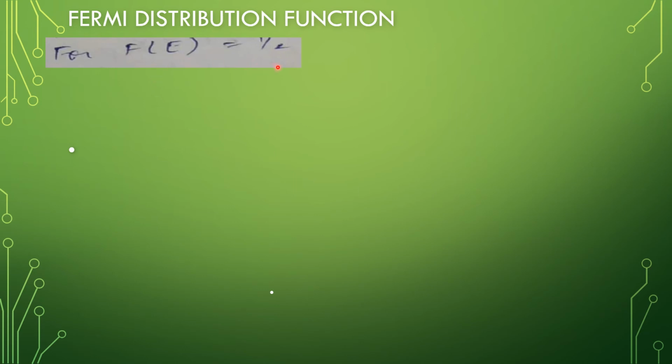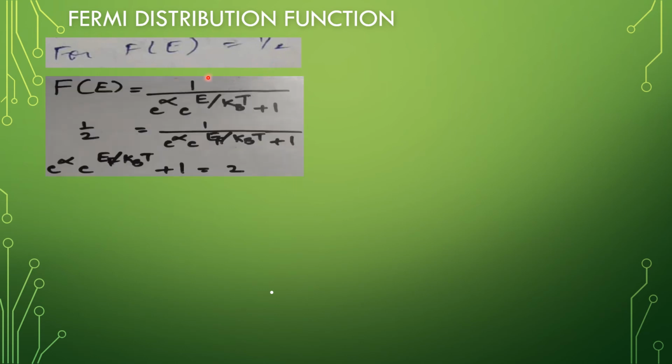For f(E) equal to half, substituting f(E) = 1/2 in this equation and rearranging, we get e^α · e^(E_F/kT) + 1 = 2. Note that in place of E we have taken E_F, which we will see what it is. Taking 1 to the other side, the equation becomes e^α · e^(E_F/kT) = 1.